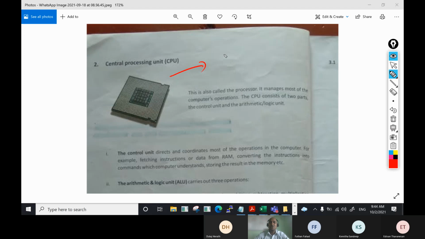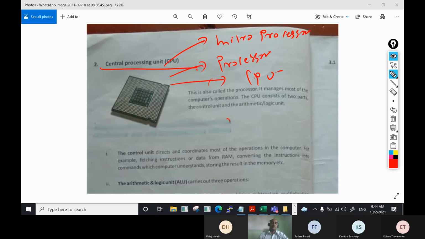So the motherboard is totally different from the CPU, right? The CPU is the processor. මේකට කියන නම මොනවාද? Processor. Anything else? Microprocessor. Right? It's a microprocessor. All right. So processor, microprocessor, CPU, these are the names of the center. CPU means central processing unit. Great.